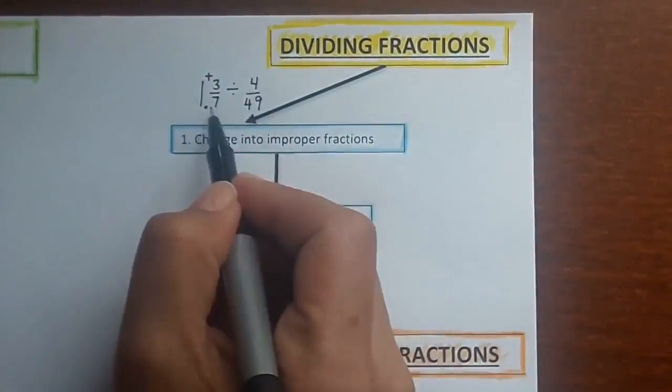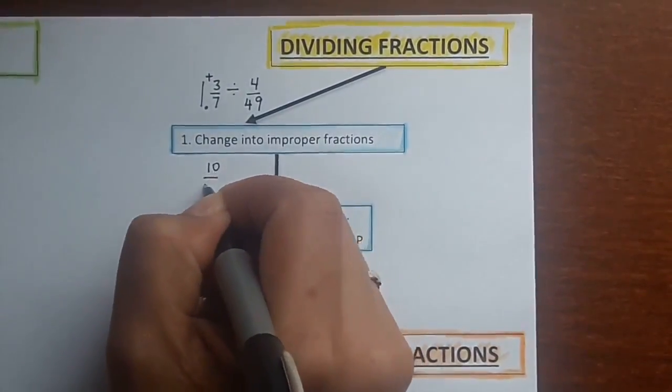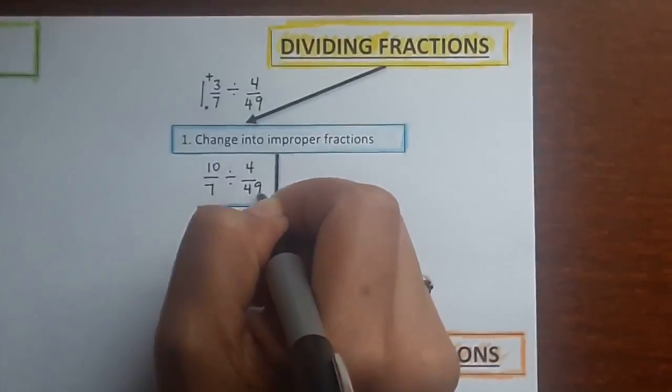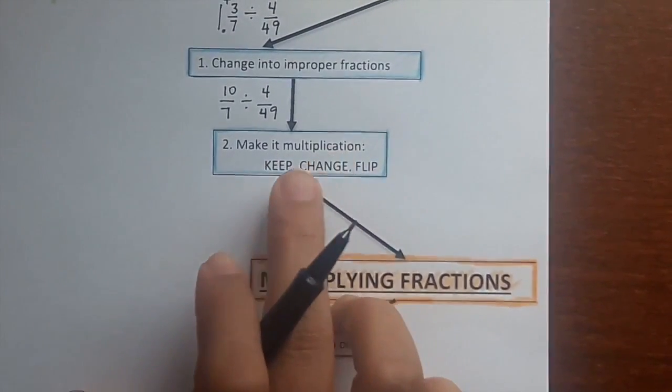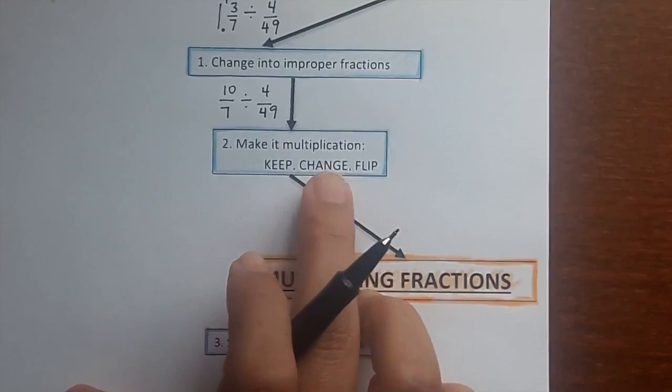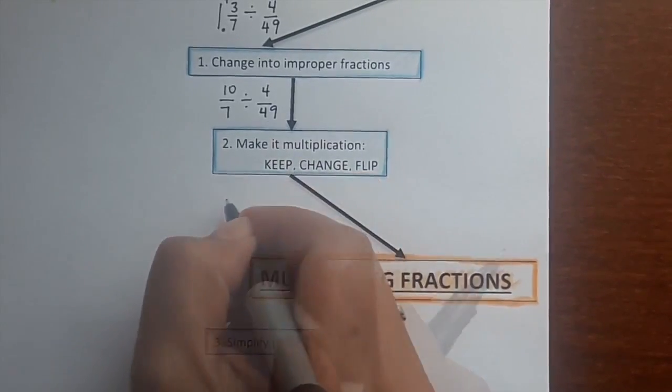So 7 times 1, 7 plus 3, 10 over 7. Divided by 4, 49. Next step is to make it multiplication. And you make it multiplication by keeping, changing, and flipping. Just remember, keep, change, flip.